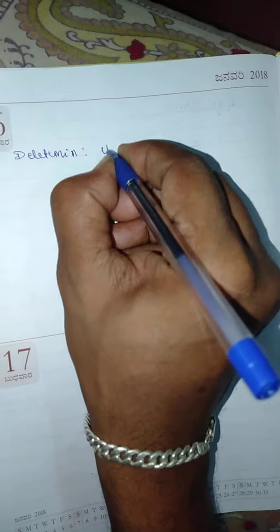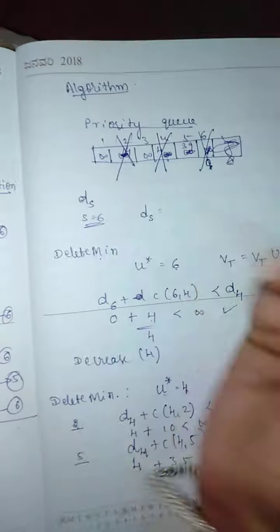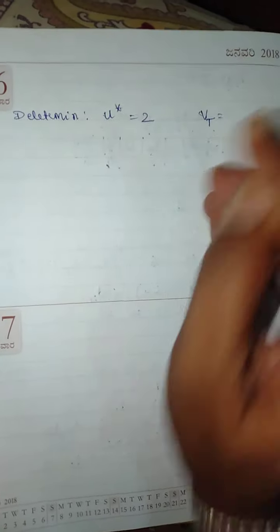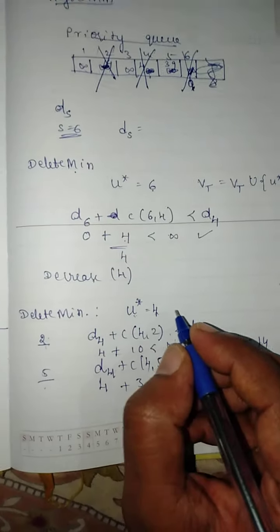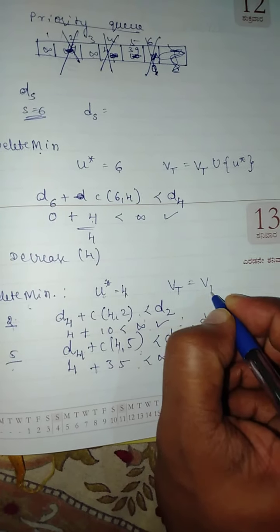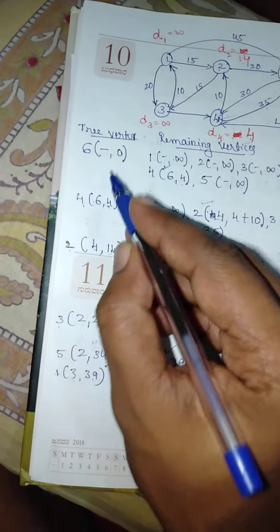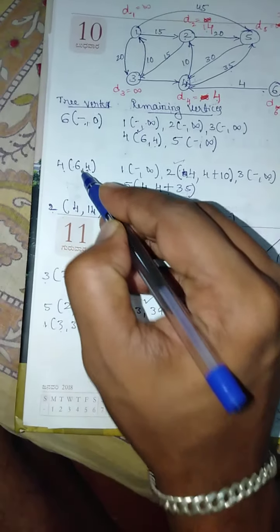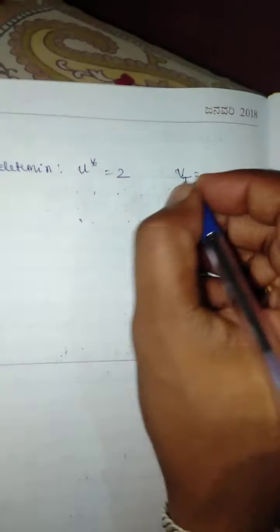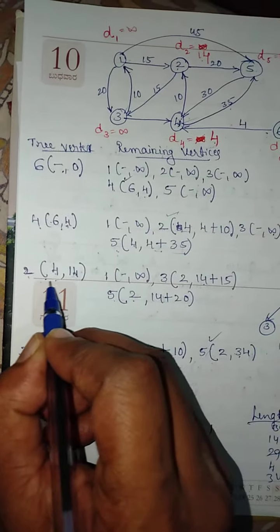So it results in the new node u star to be 2. Okay, so 2 we will obtain. Once you obtain 2, add it to vt. In the previous iteration we forgot to add that. So delete min, we got u star, vt is equal to vt union u star. So we will be adding 2 into the tree vertex. So first iteration, second iteration, and this is the current iteration 2. So I am adding vt is equal to vt union u star, which is nothing but the node 2, and this is the iteration we added.